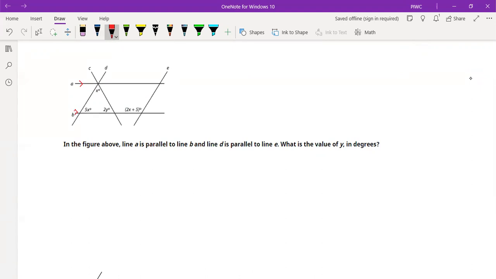And then we have also been told that line D is parallel to line E. So line D is parallel to line E, okay? What's the value of Y in degrees? We want to find the value of Y here in degrees. So this is also packed with a lot of information. So let's see if we can break this down into pieces.